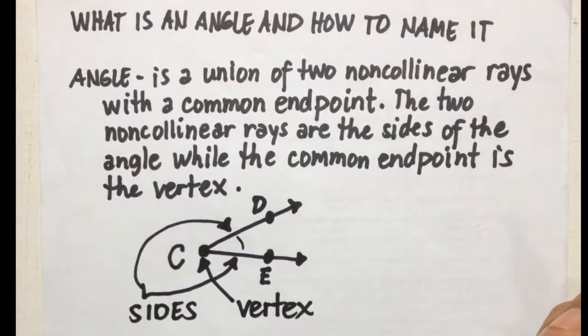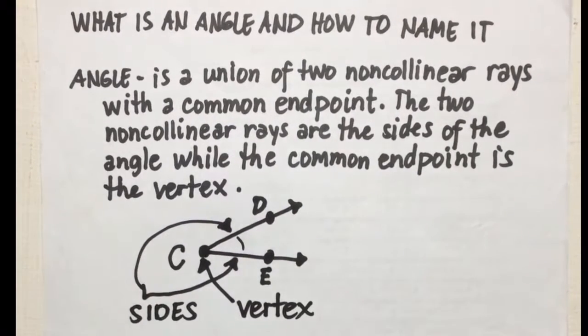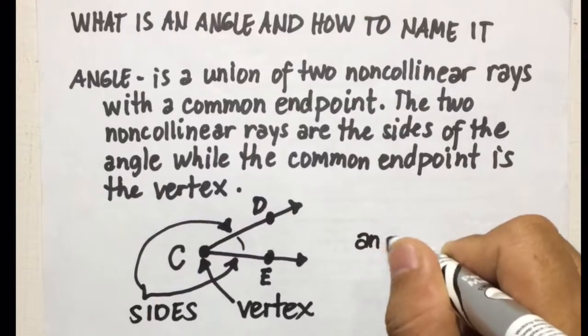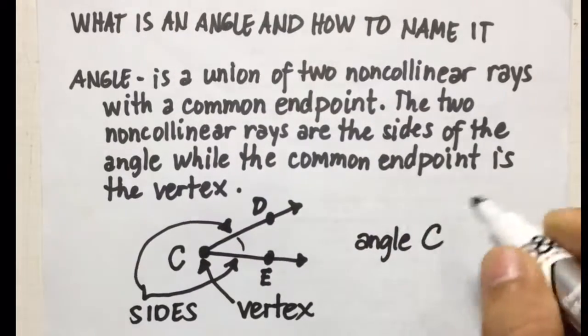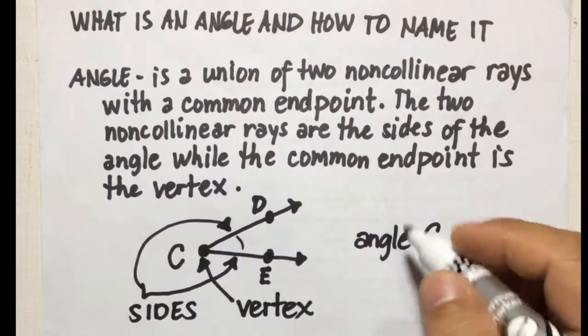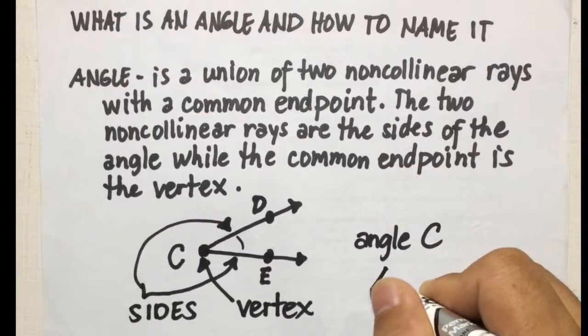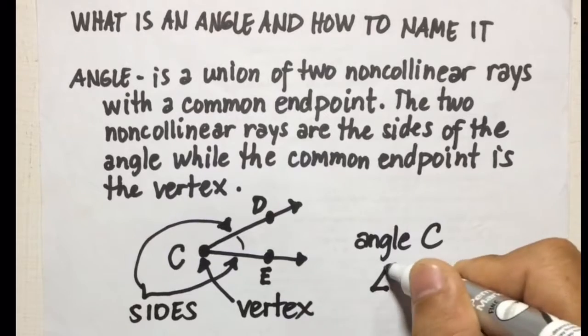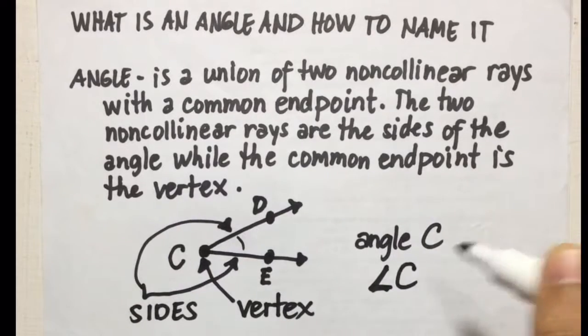Now in naming an angle, we can name an angle using the vertex. For example, in this case, we can name this one as angle C, and the symbol for angle will be this symbol here. So we can write angle C as ∠C.